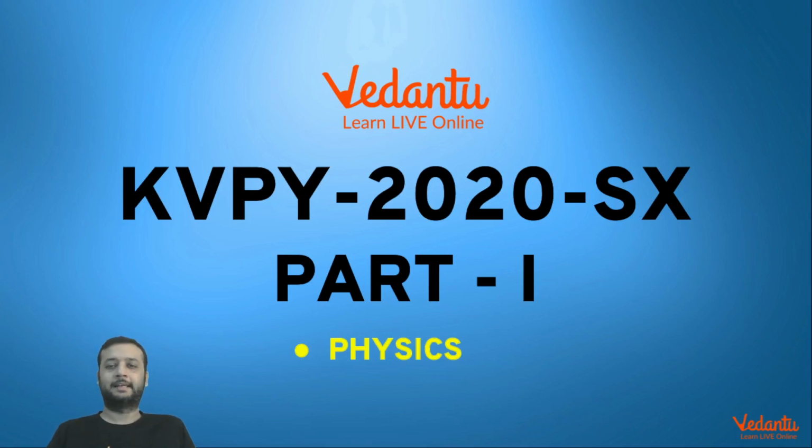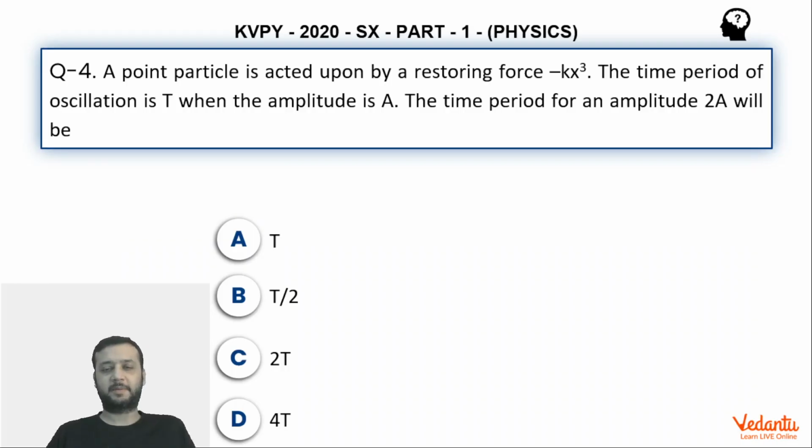Hi dear students, let's see this question that came in the KVPY 2020 SX Part 1 Physics paper. The question is from the topic of oscillations and this is a procedural way to do this question. So let's see how we will do this question. Although many students could not do this question in the exam, this question has been asked previously in JEE Mains as well. So let's see how we do this question.